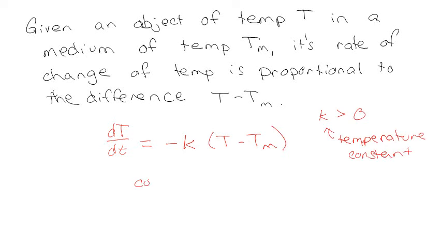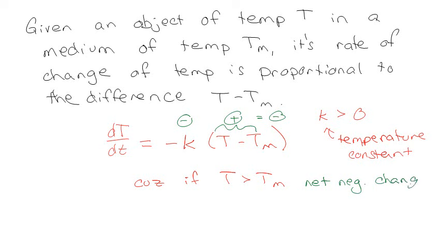And it's kind of cool because if T is greater than Tm, so you think about that, this right here will be positive. Positive times a negative is going to give you a negative. So you're going to have a net negative change, which makes sense because the temp is going to decrease. If I put a pot of boiling water into a cold room, the boiling water will eventually get cold. So it's got a net negative change. That's really all that is.